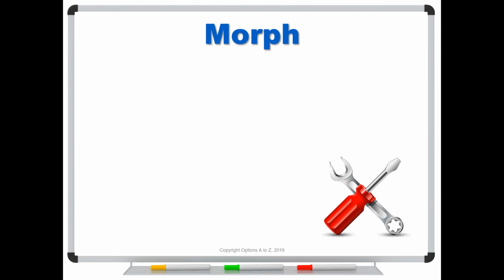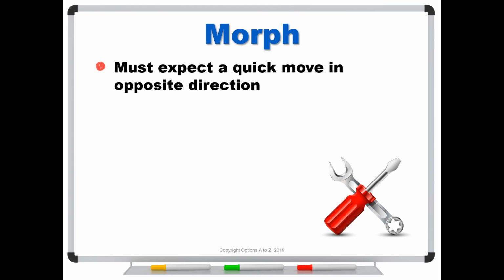Now again, there's a lot of different types of morphs, and they all depend on a set of assumptions. You don't just morph something because you can. So the one that I want to show you here makes a very specific assumption that you must expect a quick move in the opposite direction. A couple of key words there. Quick, meaning fast and aggressive, and in the opposite direction.